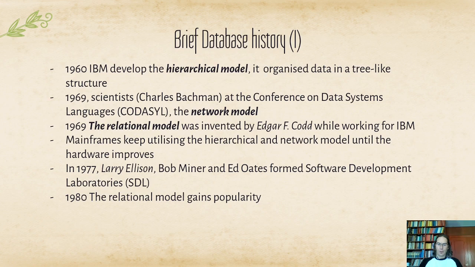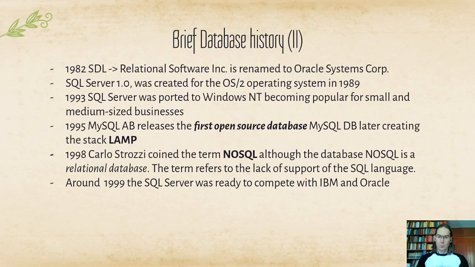Around 1977, Larry Ellison, Bob Miner and Ed Oates formed Software Development Laboratories, SDL, which later was renamed to Oracle. In 1980, the relational model started gaining popularity. In 1982, Software Development Labs was renamed to Relational Software Incorporated, later renamed to Oracle Systems Corporation. In 1989, SQL Server 1 was launched on OS/2, an IBM operating system. In 1993, SQL Server was ported to Windows NT, becoming popular for small and medium-sized businesses.